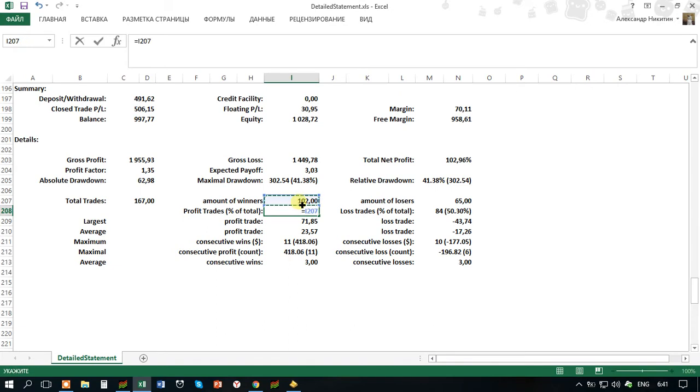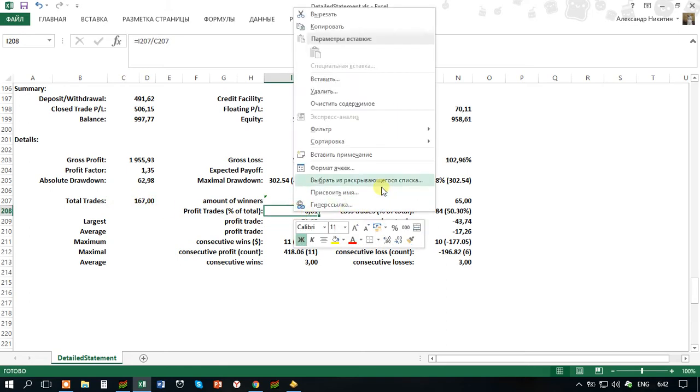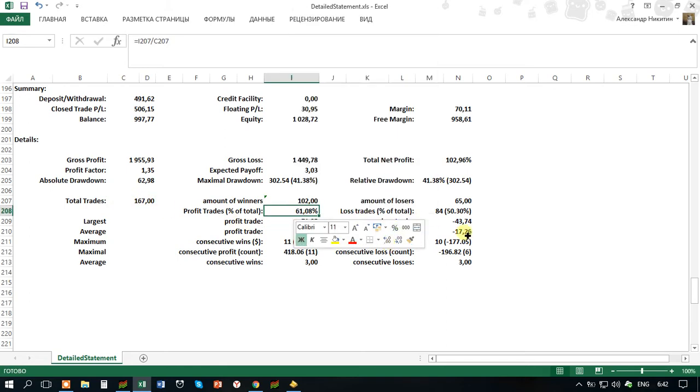So now let's calculate the percentage, the accuracy of the strategy, and it is calculated this way: the total amount of winners divided by the total amount of trades. So this is 61%. Let's do the percentage. 61.08. So this means that 61% of the time I am winning at least the first position.